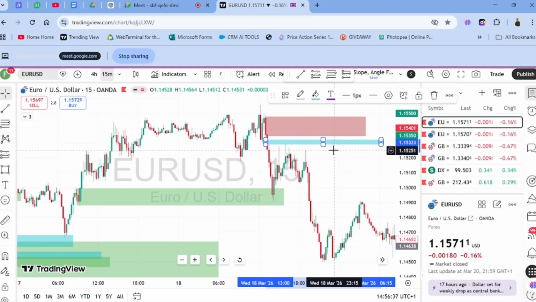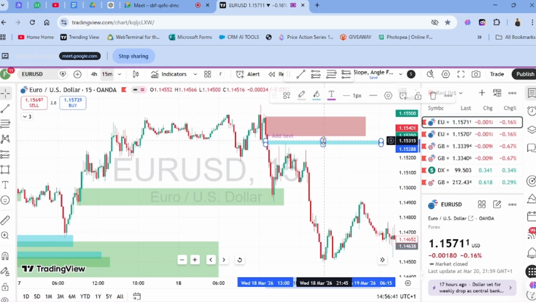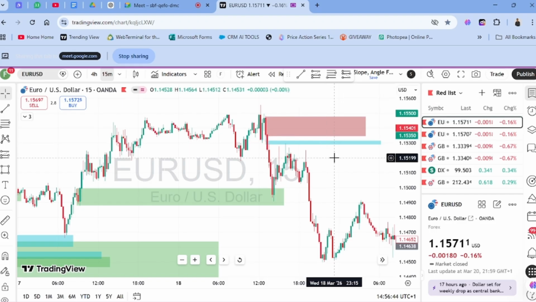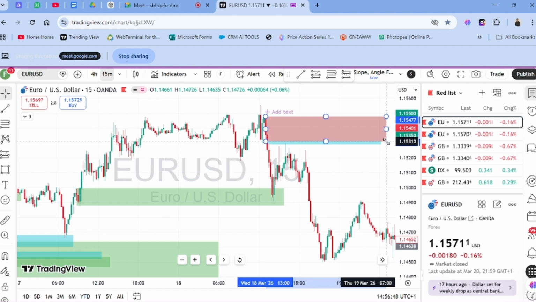This is it. This was the zone. It is not exactly this one. This is it. Can you see this gap? Yes. And this was the candle that led to the break, that led to this FVG. And why am I calling this a supply level?